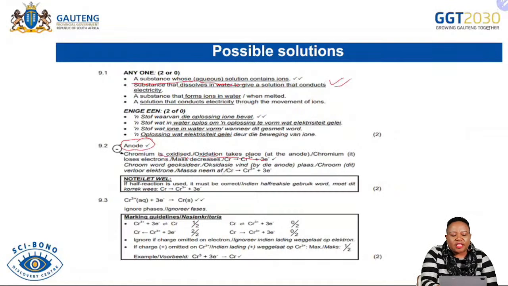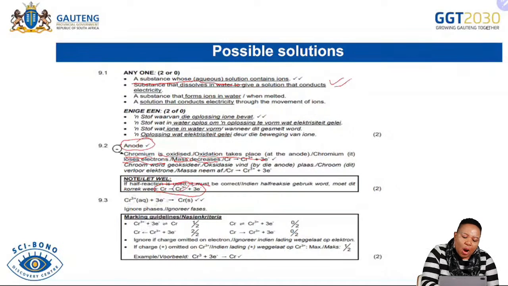So we expect that our chromium must lose electrons and we expect the mass of the chromium to decrease because, remember, as it is the one that will lose, it undergoes oxidation, so we expect its mass to decrease. So therefore, our chromium will undergo oxidation and is our anode. And then the type of reaction that is happening at the anode is definitely chromium undergoing oxidation and forming chromium ion.